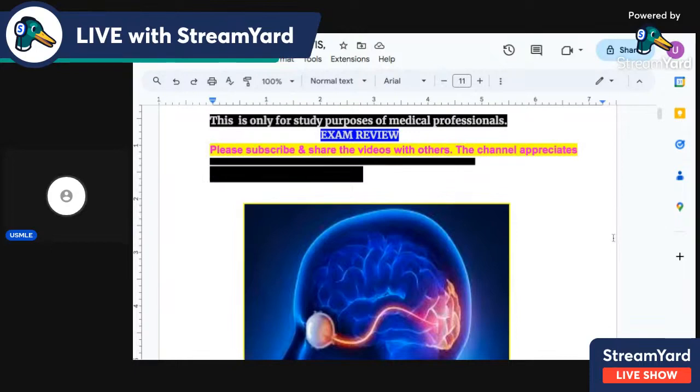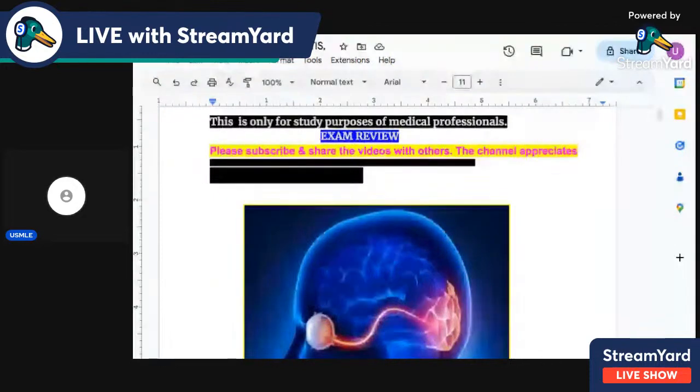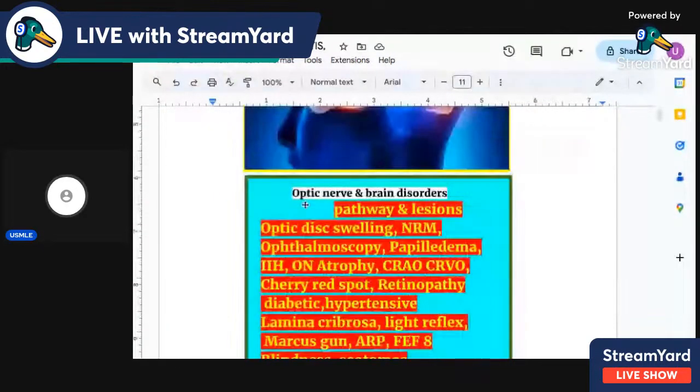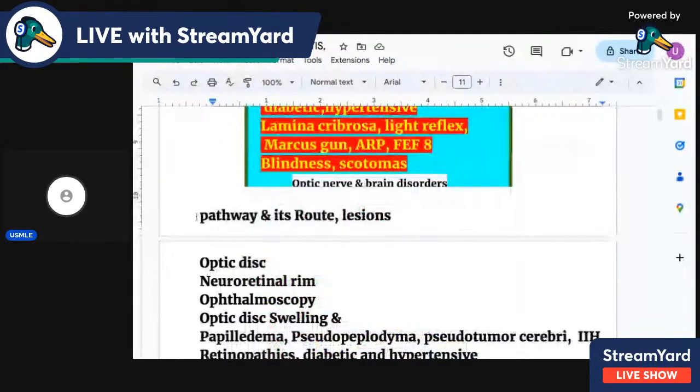This is a session on the optic nerve and brain disorders and the related cranial nerve description, a little bit of them. So today we'll discuss the optic nerve and certain conditions that are related to it. Let me describe them and then we'll go through one by one. We'll discuss the pathway and its route and lesions of the optic nerve.